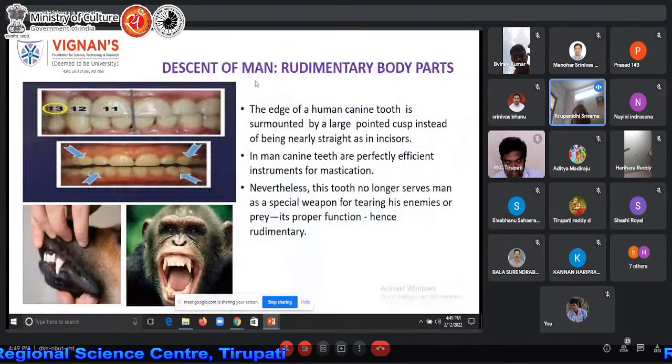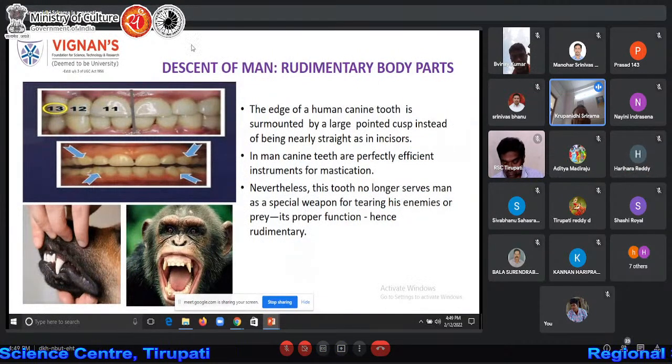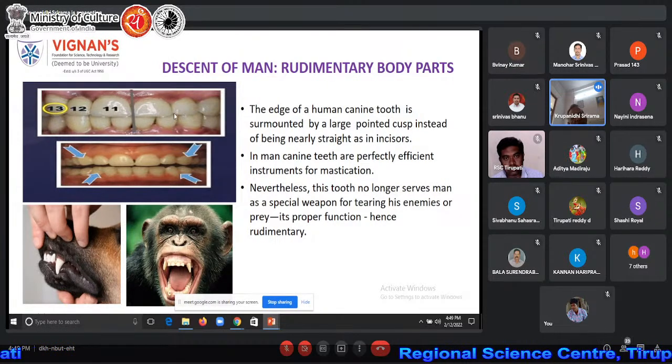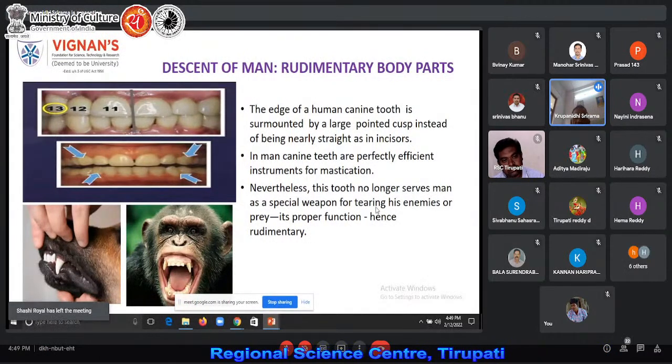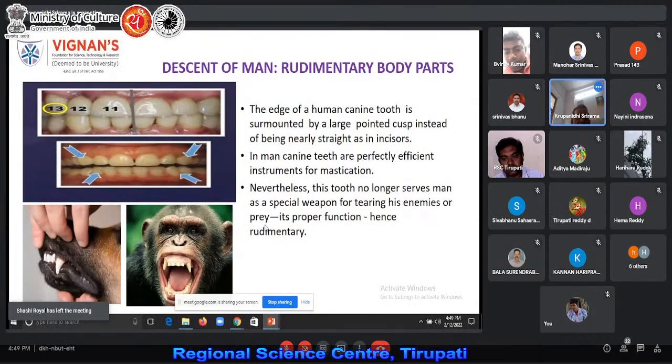Now let us see the descent of man. In the organic evolution of Charles Darwin, we are not speaking of the ascent of man; ascent of man comes in a different way. It is our descent of man, where rudimentary body parts are also there. We are all descended from previously existing specimens. Now here we are seeing the canine tooth. The canine tooth in the carnivores, even in the primates, is meant for tearing enemies or prey. That is the basic function of the canine tooth.